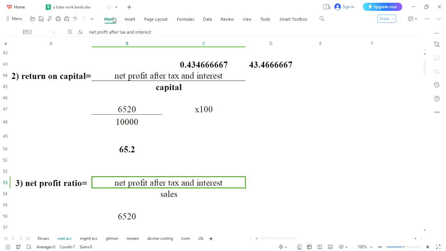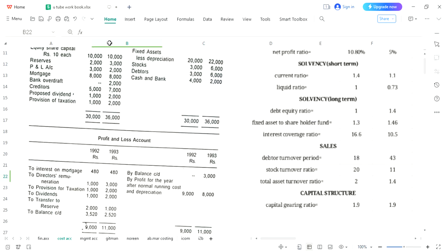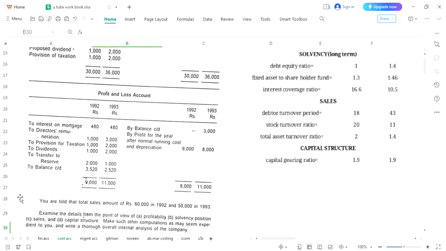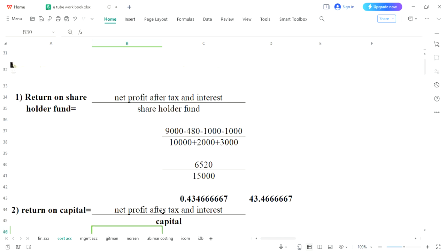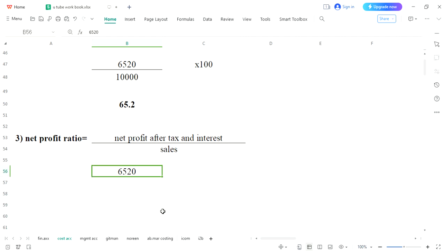So let's get back to the question and see where sales are provided. Okay, so here you can see in the main statement sales are not given. Look at this line. You are told that total sales are 60,000 for 92. So we have got our sales. This is 60,000. Our formula is complete.